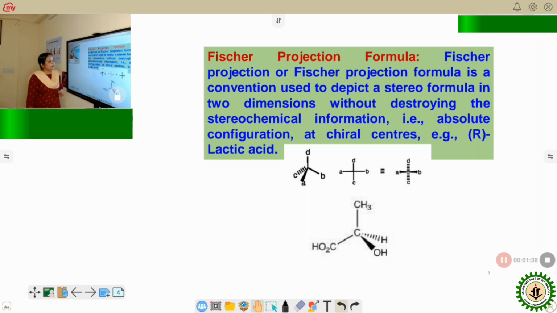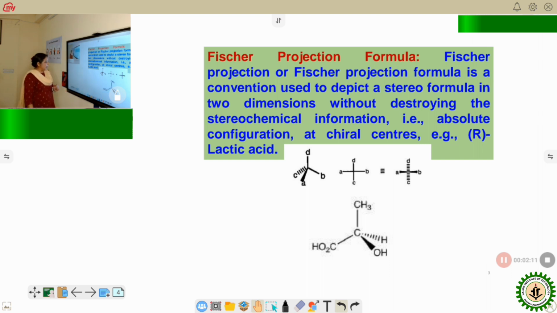When we draw the Fisher projection formula, you see a plus type of line, and here we represent the 3D structure. How can we write it? In the Fisher projection formula, the horizontal line is up and the vertical line is below. If I represent the compound in this manner, we can very easily draw the Fisher projection formula. Here I draw R-lactic acid, this compound.